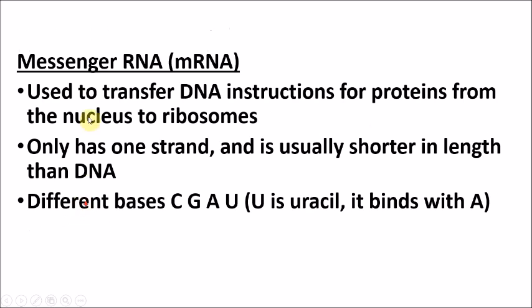Well, it uses messenger RNA, or mRNA. Now, it's called mRNA because it's used as a messenger, but it's not deoxyribonucleic acid like this is. This is just ribonucleic acid, so it's a little different. And it's used to transfer the instructions from the DNA from the nucleus to the ribosomes. It's only made of one strand, and it's usually a lot shorter than DNA. Hence, it's really easy just to transport through the cell.